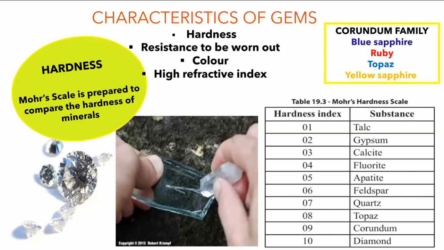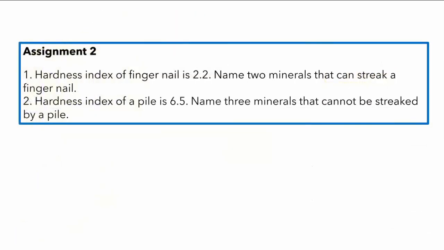Corundum is a very compact and dense mineral. It is the second hardest mineral next to diamond. And there are certain gems that belong to this corundum family: blue sapphire, ruby, topaz, and yellow sapphire. Based on the hardness indices, answer these two questions.